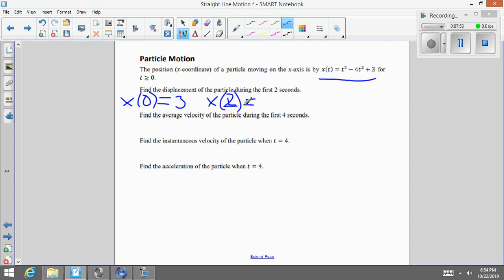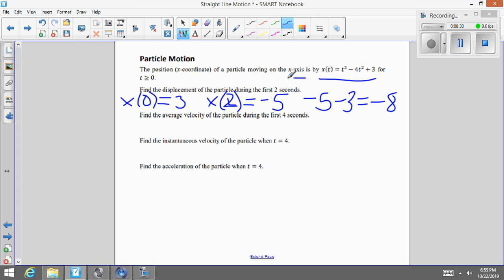So we'll plug 2 into x of t, and we actually end up getting negative 5. So to find our displacement, we will subtract negative 5 minus 3, and we'll get negative 8 as the displacement, which I hope makes sense. Think about a number line. If the particle is at positive 3 at t equals 0, and then is at negative 5 at t equals 2, it has traveled 8 units to the left, okay?